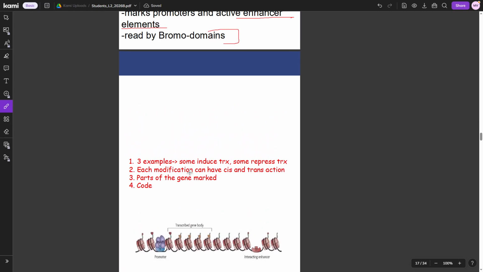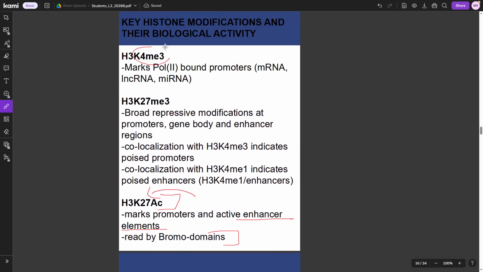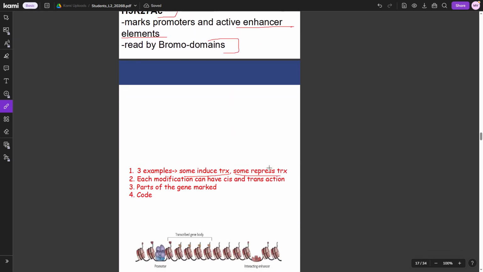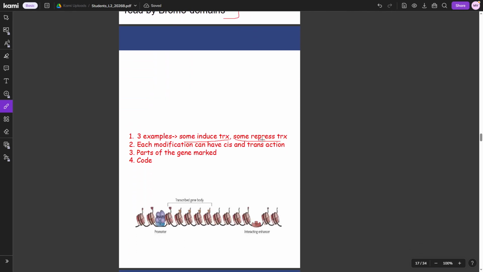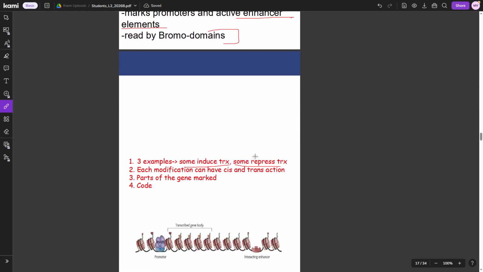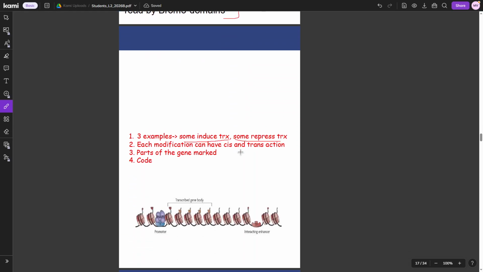So we've talked about a lot of different proteins and a lot of different modifications. So here we have 3 examples. We have some that induce transcription, like this one here. We have some that repress it, like H3K27me3. And then we have some that do it in between, like when you co-localize them, right? When you add the K4 and the K27 together.